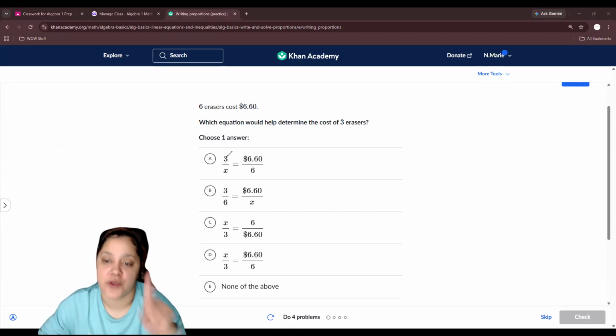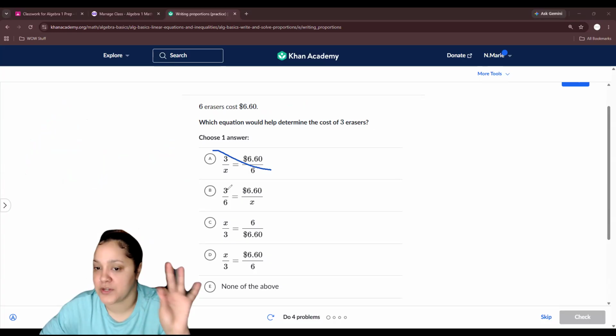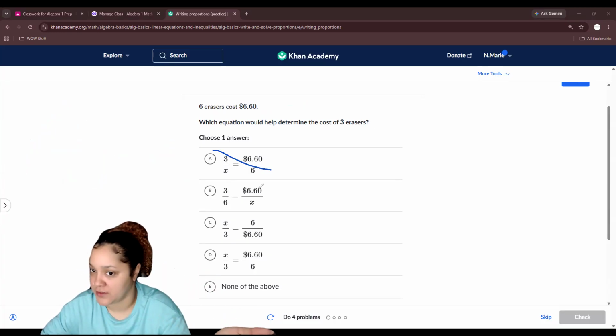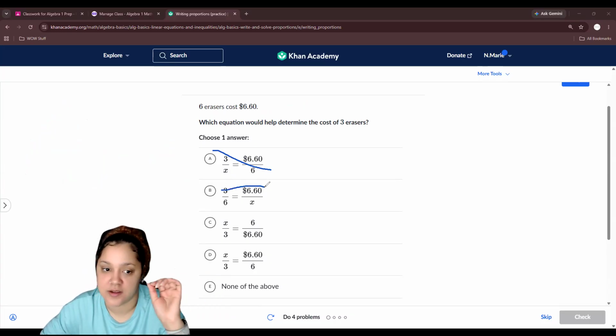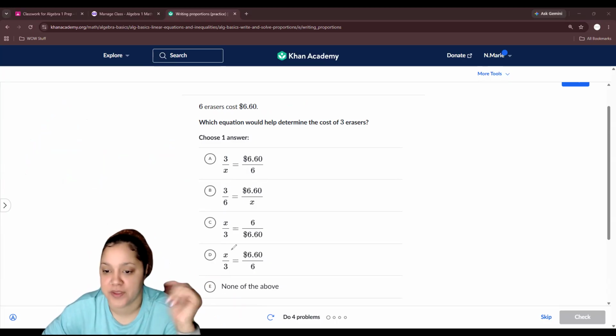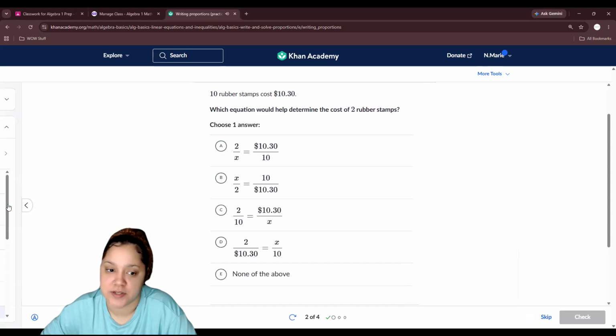So let's look at some of these to see what's wrong about them. Okay, so this is eraser over cost, cost over eraser. That's not right. This is eraser over eraser. That's fine. Okay, 3 goes with 660. That's not correct. It should not go with 660. So that's why that one's not correct. Cost over 3 equals, so look, cost over erasers equals erasers over cost? No. Okay, so cost over eraser equals cost over eraser. This is fine. This one works. So you just want to make sure you're setting up stuff correctly.